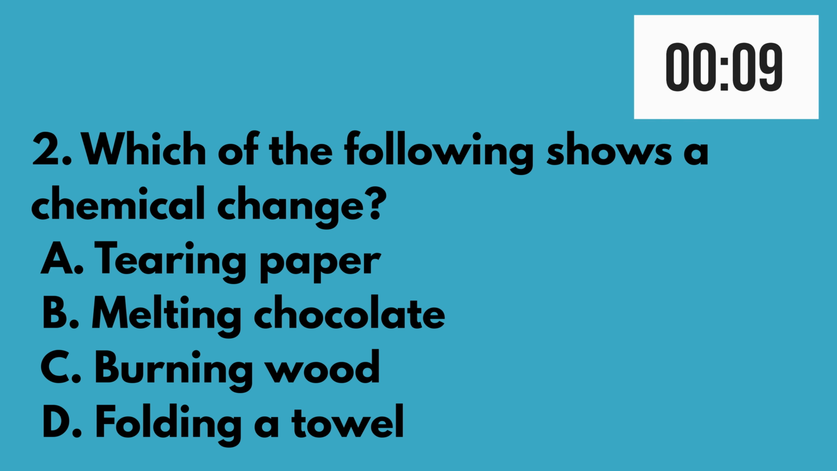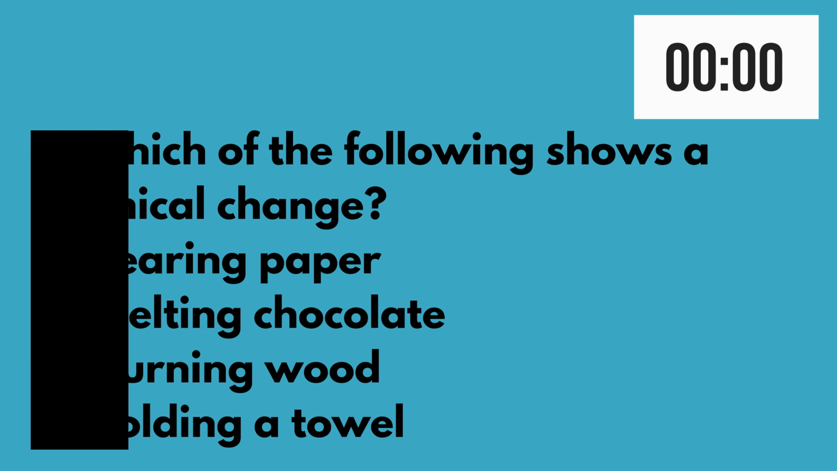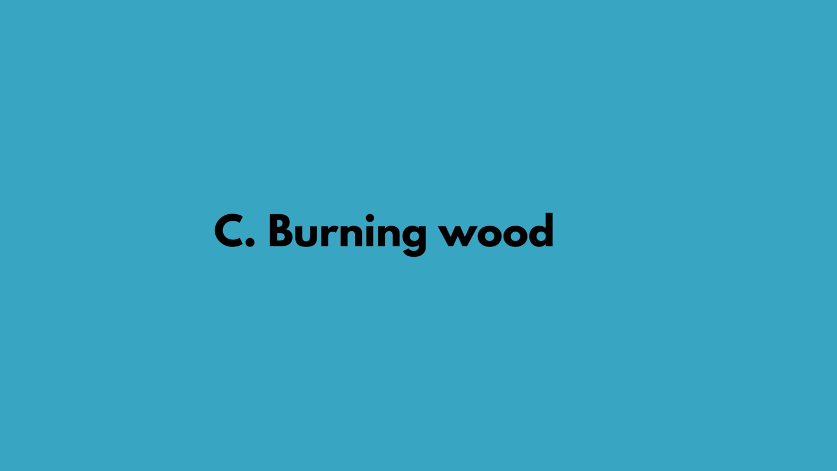Number 2. Which of the following shows a chemical change? A. Tearing paper. B. Melting chocolate. C. Burning wood. D. Folding a towel. Correct answer: letter C. Burning wood.